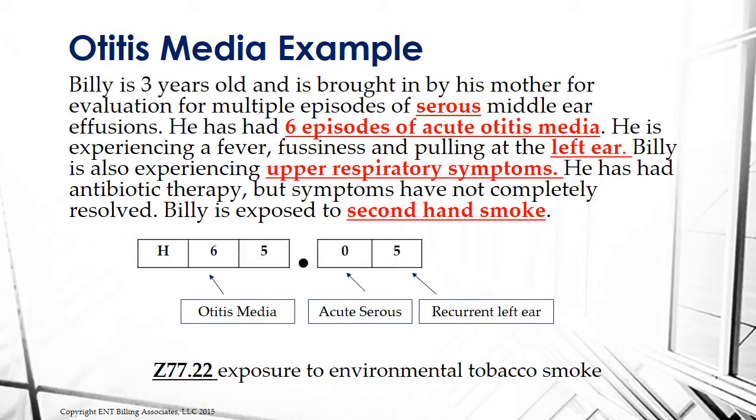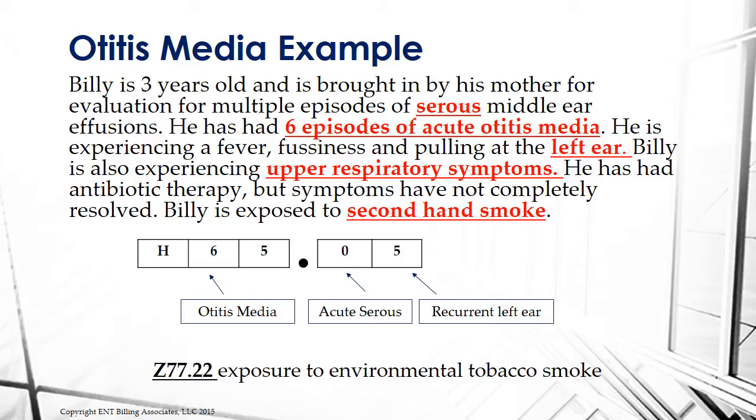So here we have an example of how a provider would properly document an episode of otitis media. In our example, we have Billy, who is 3 years old and is brought in by his mother for evaluation for multiple episodes of serous middle ear effusions. He has had 6 episodes of acute otitis media and is experiencing a fever, fussiness, and pulling at the left ear. Billy is also experiencing upper respiratory symptoms. He has had antibiotic therapy, but symptoms have not completely resolved.